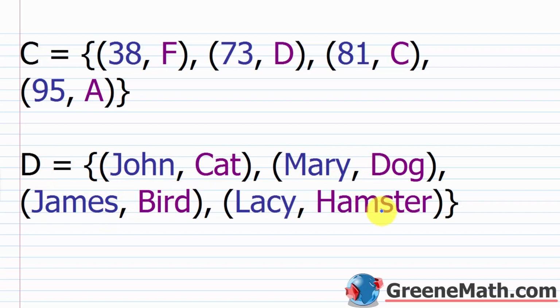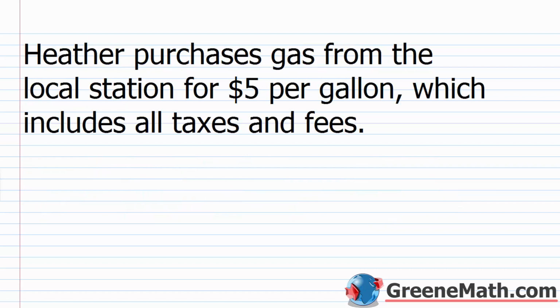So in each case, the ordered pair is just giving us two pieces of related information. It's wrapped inside of parentheses, it's separated by a comma. So whenever we have a set of ordered pairs, we have a relation. All right, so let's look at a real world situation. We'll set up a little equation, and we'll go through some of the vocabulary that's going to be involved in this section. So we have here that Heather purchases gas from the local station for $5 per gallon, which includes all taxes and fees. So $5 per gallon, okay?